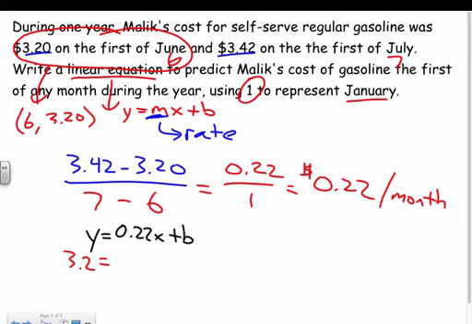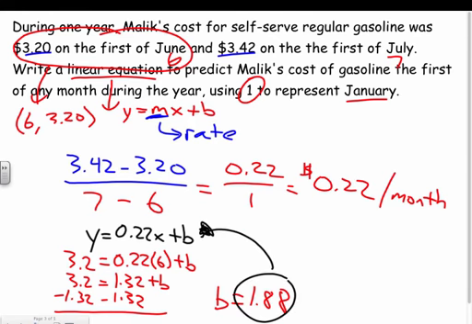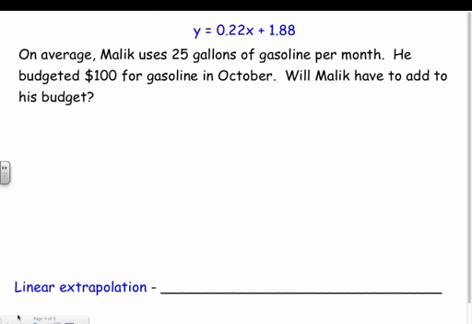So 3.2 for y, and we got 6 for x, and to solve for b. So let's simplify, and we get 1.32 plus b. Subtract that 1.32 over, and we end up with b equaling 1.88. So I'm going to plug that back into that equation right there. So here's my answer. Y equals 0.22x plus 1.88.